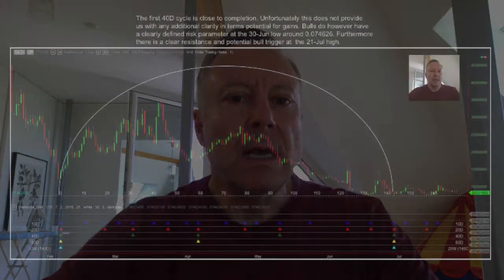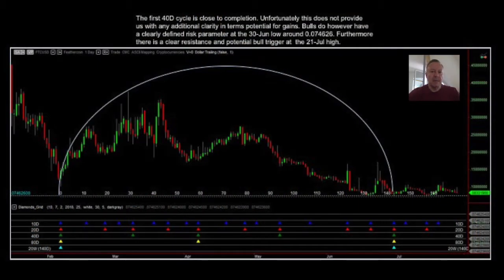Initially today we will reflect on the last 20-week cycle which ended on the 30th of June, and you can see this in the chart in front of you. I've highlighted the 20-week phase through the use of an arc, and that corresponds to the cycle points that we have in the lower end of the chart.